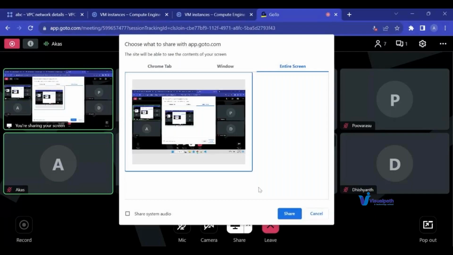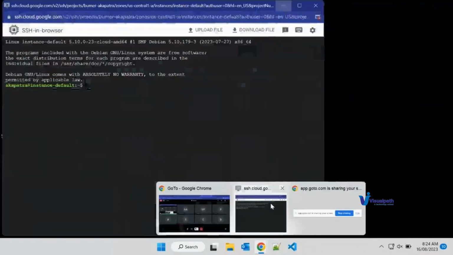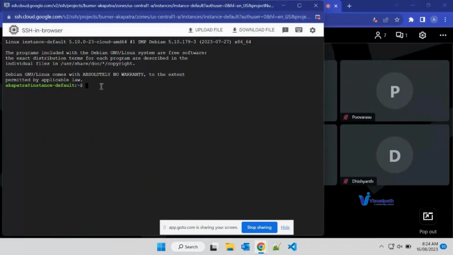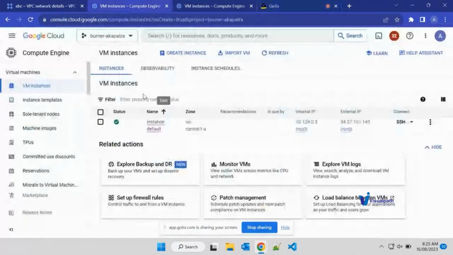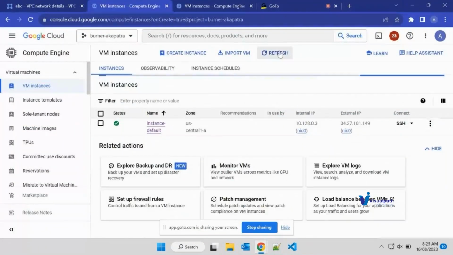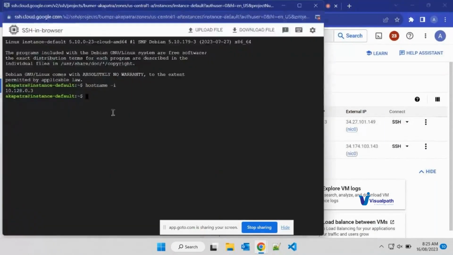Okay, so I've just quickly logged into my default box. If you can see, the internal IP address is 10.128.0.3, right? Now if I go back and show you, this is 10.128.0.3. So it's the same box which is running on my default VPC.